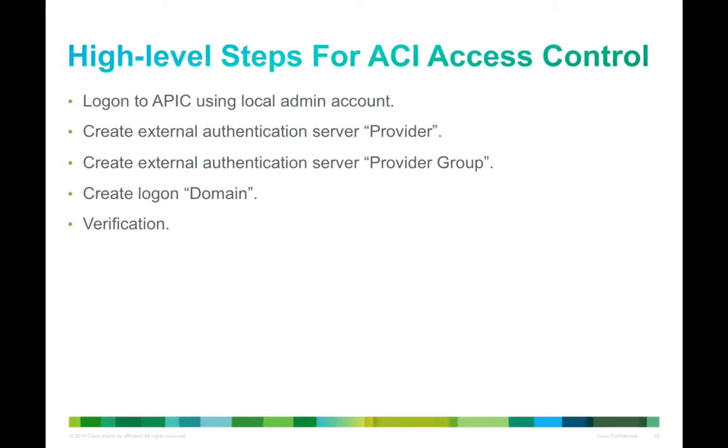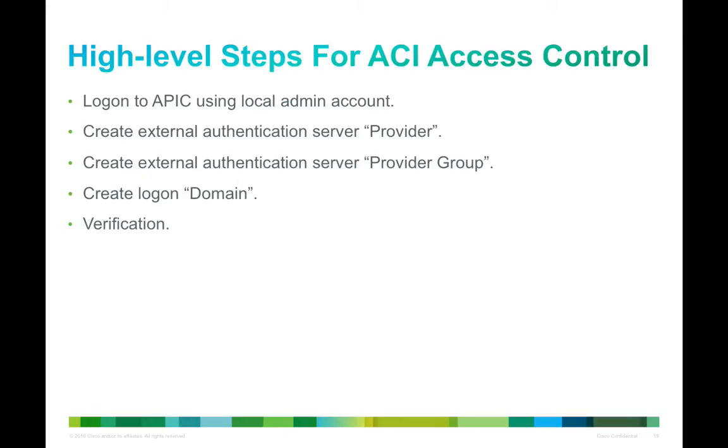Here are some of the high-level steps for ACI access control. First and foremost, log on to APIC using your local admin account. Then create external authentication server provider. Then create external authentication server provider group. And finally, create your logon domain and associate your provider group to your logon domain. Last but not least, verify your configuration.